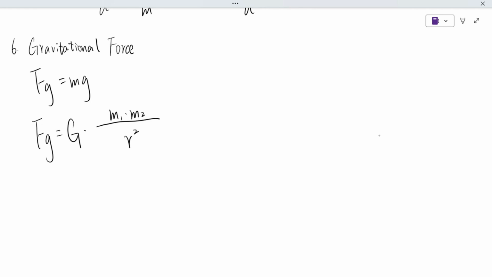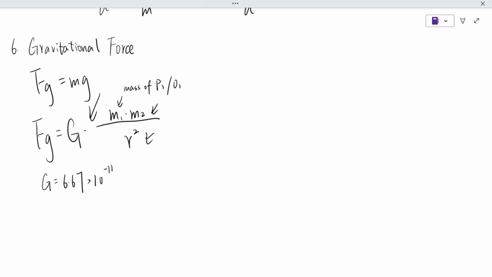Ooh, this looks a little bit harder. What is G? G is a constant. It's a gravitational constant, and G has an actual value, which is 6.67 times 10 to the negative 11th. And what is m1? m1 is the mass for the first object or the first planet, mass of planet 1 or object 1. The same as m2, which is the mass for planet 2 or object 2.